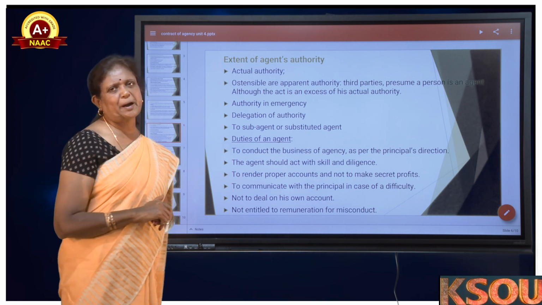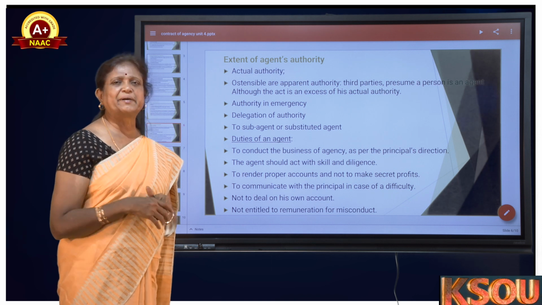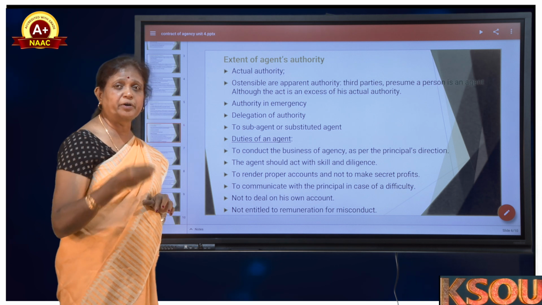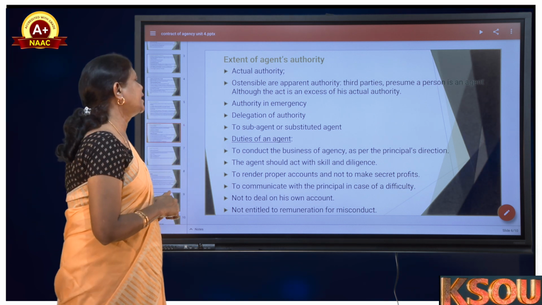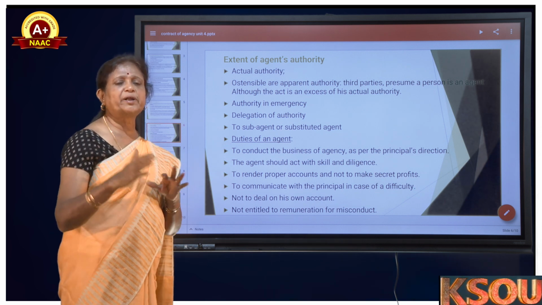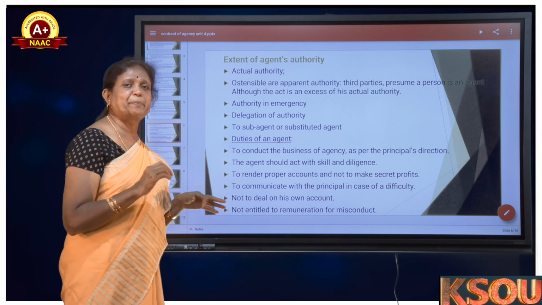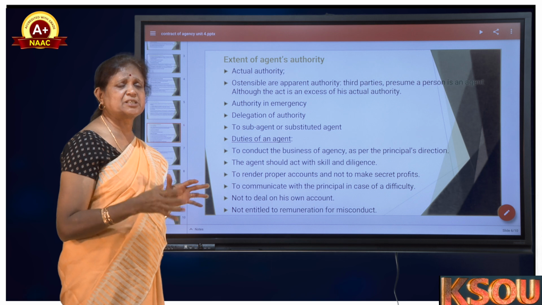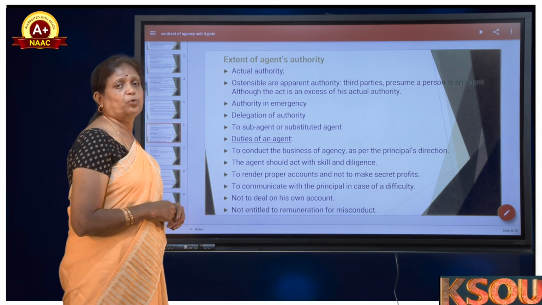Thirdly, to render proper accounts. Whatever transaction is made by the agent must be accounted to the principal. And whatever difficulty arises during that business transaction must be communicated to the principal, and taking the consent or assent of the principal, the agent must move on. And not to deal on his own account.